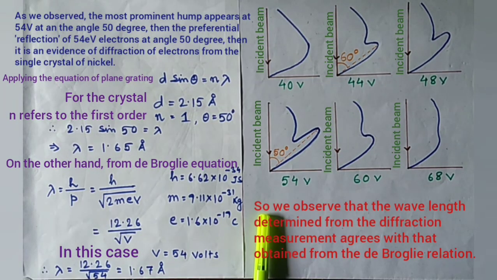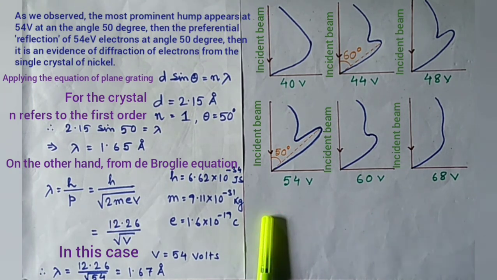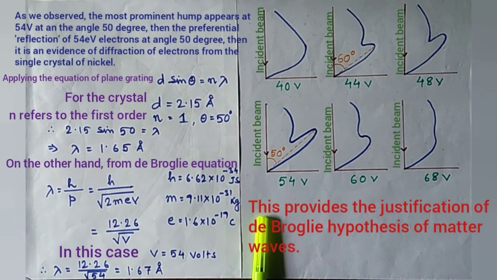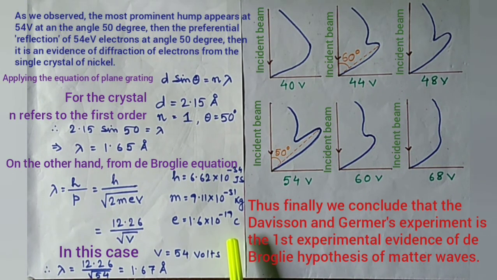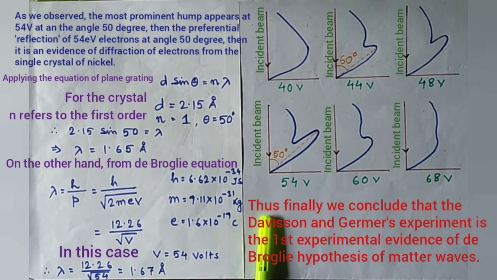So we observe that the wavelength determined from the diffraction measurement agrees with that obtained from the de Broglie relation. This provides the justification of the de Broglie hypothesis of matter waves. Thus, finally we conclude that the Davisson and Germer experiment is the first experimental evidence of the de Broglie hypothesis of matter waves.